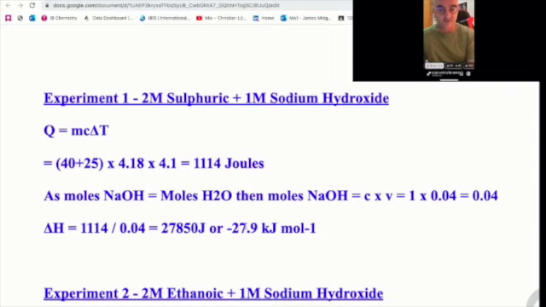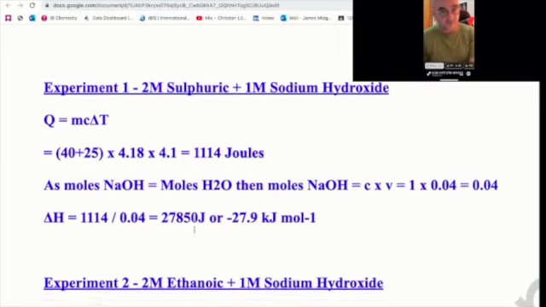27.9 kilojoules per mole, and I put the minus sign in there because we know heat is evolved, it's exothermic. So it must be negative. So I made it minus 27.9 kilojoules per mole for sulfuric acid with sodium hydroxide. Clearly, miles away from the minus 57 the literature says it ought to be.